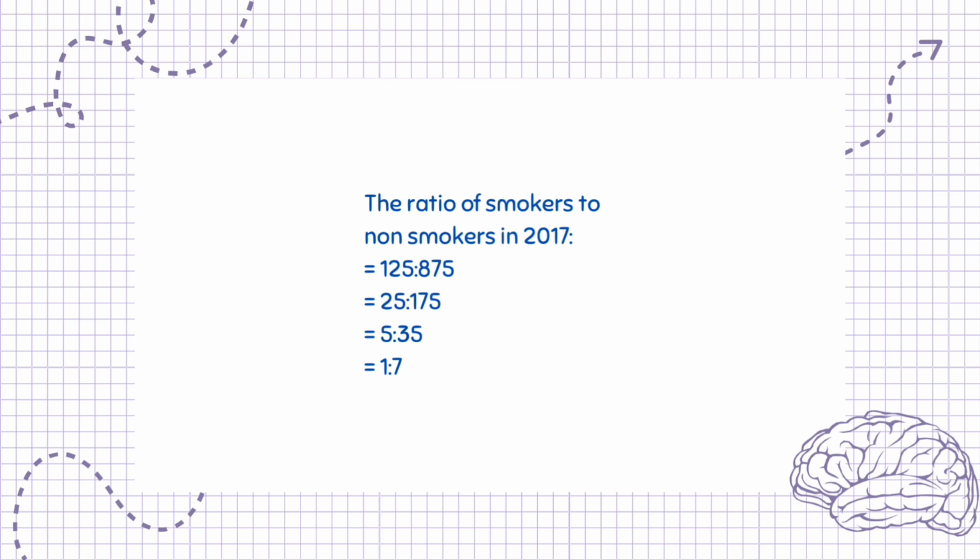The ratio of smokers to non-smokers in 2017 equals 125:875 equals 25:175 equals 5:35 equals 1:7.